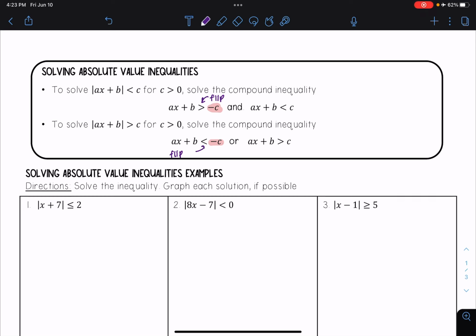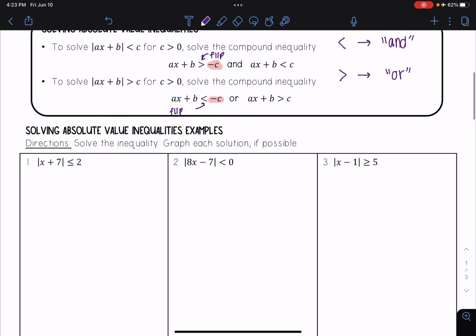The important thing to remember here is that if we have a less than inequality, that's going to end up being an and compound inequality that we're solving. If we have a greater than at the beginning, that's going to be an or compound inequality that we're solving. So let's look at some examples.